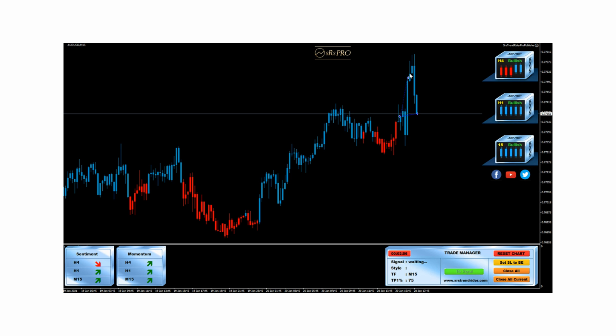Okay, so we can see here the first target was hit. Then there was not enough momentum to hit the second target, which was placed a little higher, and it finished up at break even with the remaining part. So the second tip is watch for pullbacks and continuation of trend from key levels.